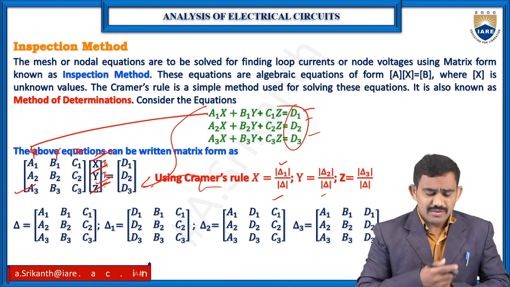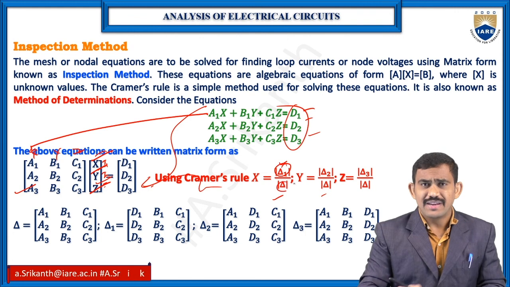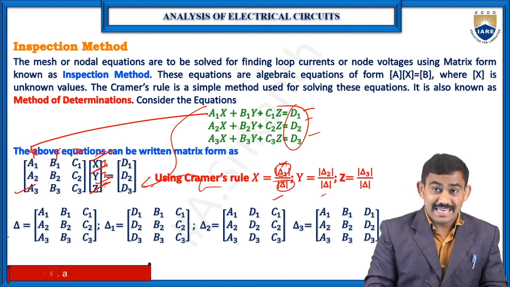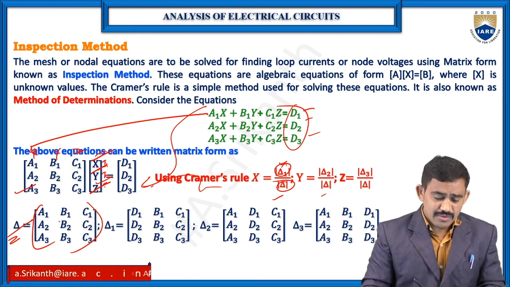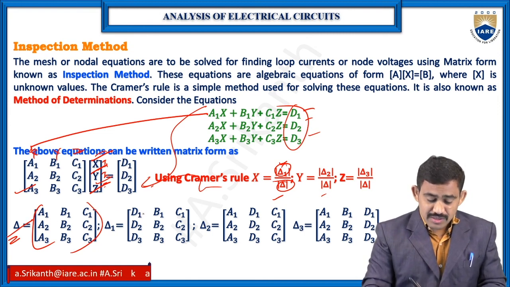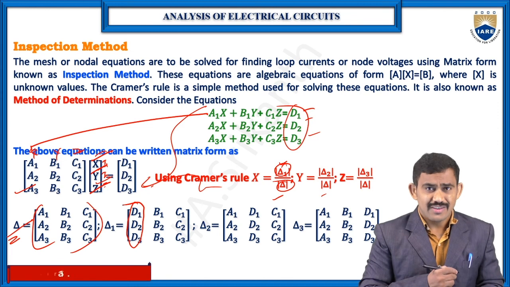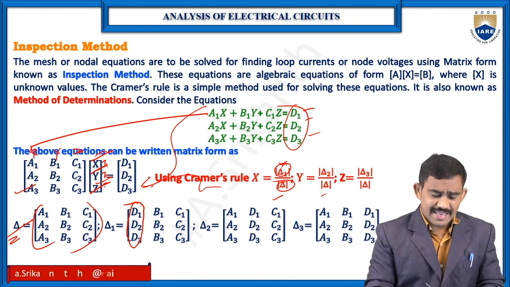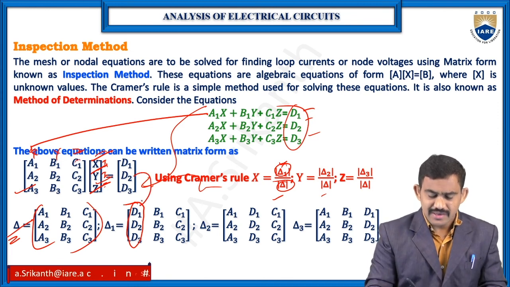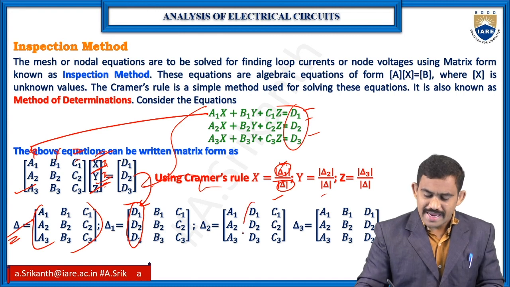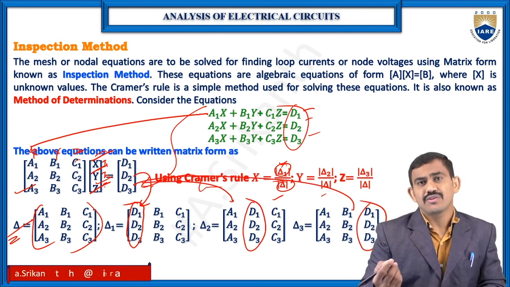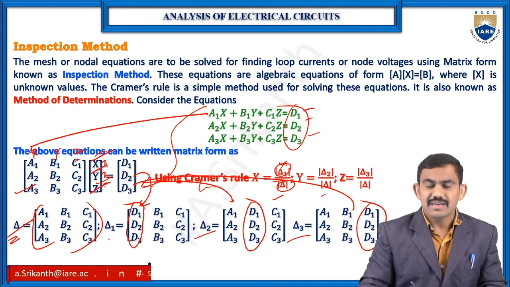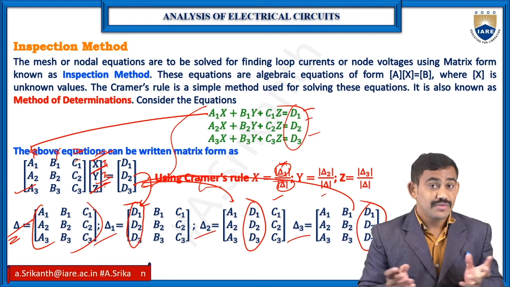Suppose I want the I1 value. So del of delta 1 by del of delta, that is your I1 value. So you will get the delta values. The main matrix is your delta. Delta 1 means remove the I1 values, here the x values, and replace with your equal values. Remove the I2 values, replace with your equal values. Remove the I3 values, replace with equal values. Those are the delta 1, delta 2, delta 3 values. Again, it's very simple.